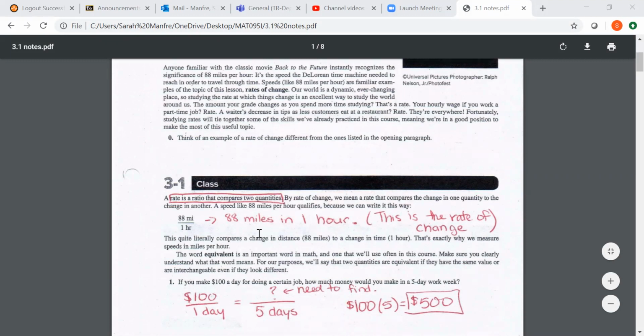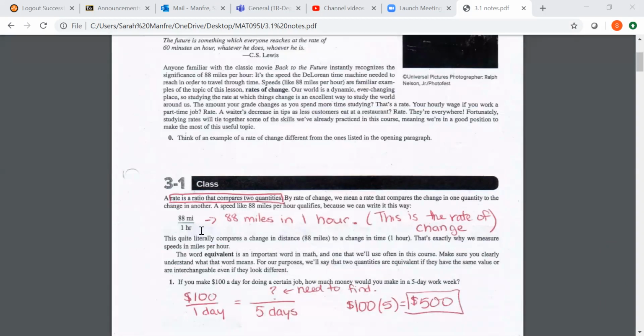So for example, when we're talking speed, a speed like 88 miles per hour qualifies because you can write it as a rate. So we have 88 miles per 1 hour. This is exactly what this means. And because we're comparing two measures, specific measures, quantities, that's considered a rate of change.